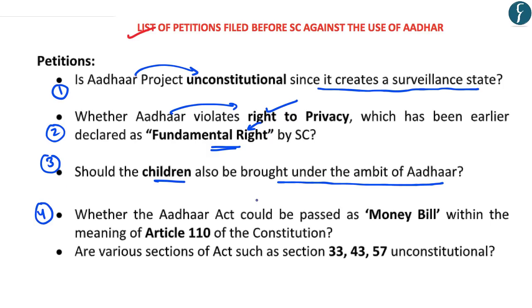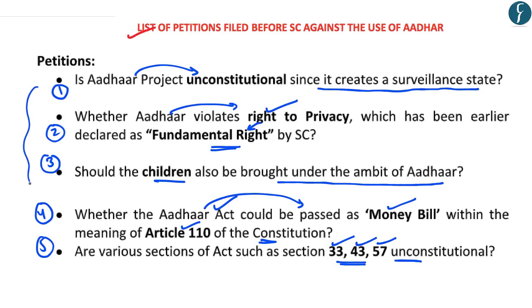Now coming to the fourth petition, as you know, earlier the government had passed the Aadhaar Act as a money bill under Article 110 of the Indian Constitution. So the petitioners here asked whether the Aadhaar Act could be passed as a money bill. And when it comes to the fifth petition, the petitioners here argued that the various sections of the Aadhaar Act such as section 33, 43, 57 are unconstitutional. As to what are these particular sections, we'll be discussing that later in the video analysis. So these are the list of petitions which were filed before the Supreme Court with respect to usage of Aadhaar in India.